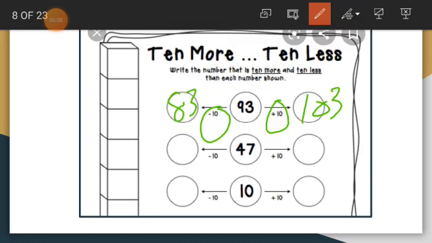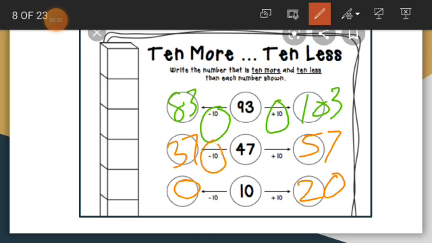Now let me change the color. The next number is 47. Subtract the 10 from 47. 47 minus 10 is 37. Now add the 10. 57. Now the last number is 10. 10 minus 10 makes 0. 10 plus 10 makes 20.